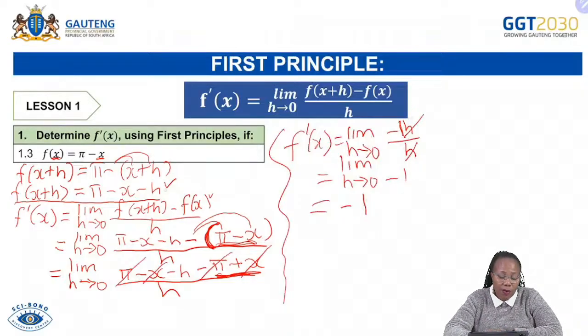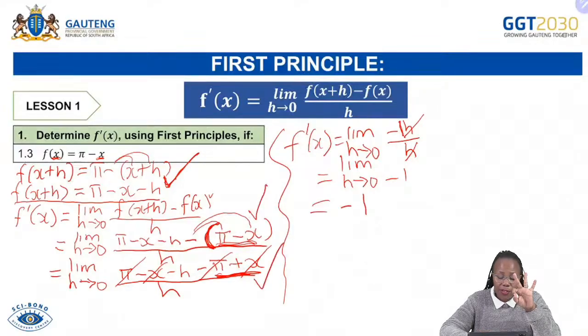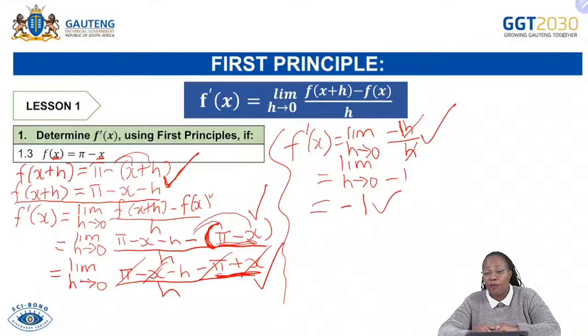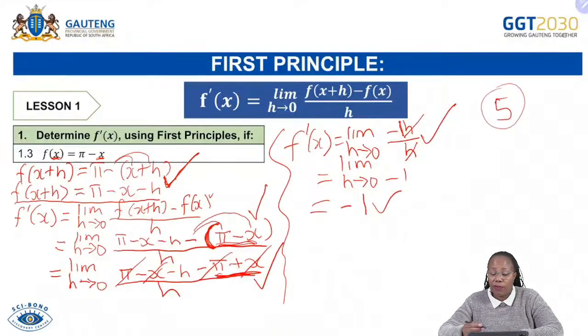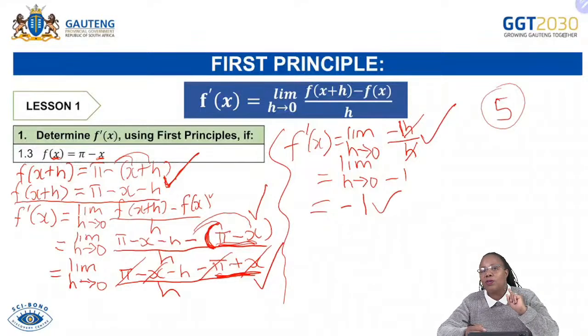So the first mark will be for the correct first principle, f at x plus h, sorry. The second one, substitution correctly into the correct formula. The third mark will be for simplifying that. Another simplification, and then your final answer, 5 marks, grade 12. And then this type of question will be on your paper. One of them is already on your prelim, one is already on your final for 5 marks, grade 12.